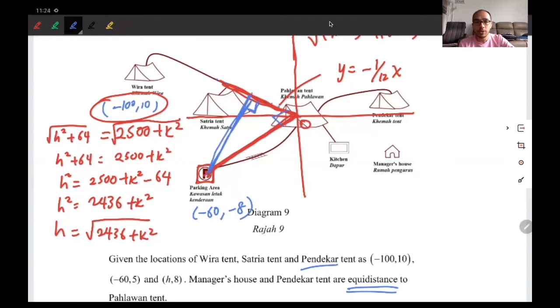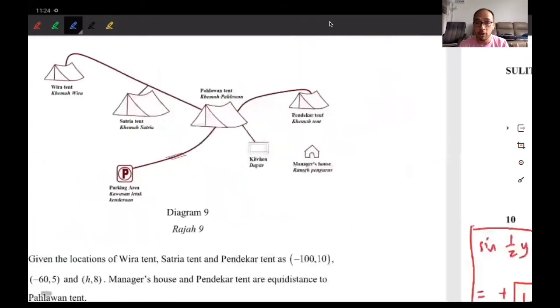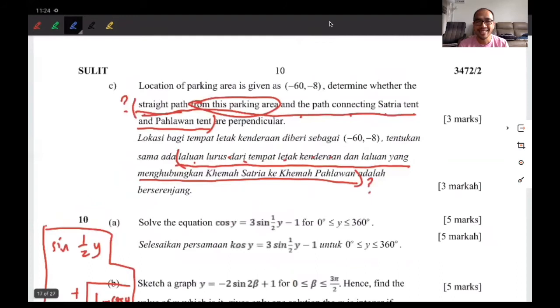So we argued and argued. No, we didn't argue. We discussed this question a lot, and the first conclusion I can make, and this is very bad of me, is that this is not a very clear question. So the straight path from the parking area to where? Is it to the path or to the Pahlawan tent? It's not very clear in this question. Number one, the question is not clear.